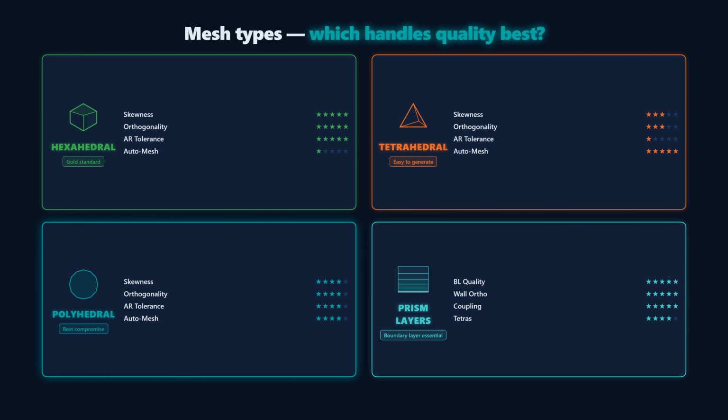Then there are polyhedral cells, arguably the best compromise. Each polyhedron has 10 to 14 faces, giving far more neighbors for gradient reconstruction. They are less sensitive to stretching, need roughly 4 to 5 times fewer cells than TETs, and converge faster. If your mesher supports polyhedra, you should seriously consider them. And for boundary layers, always use prism layers. They maintain wall normal orthogonality while allowing the streamwise stretching that the physics demands.